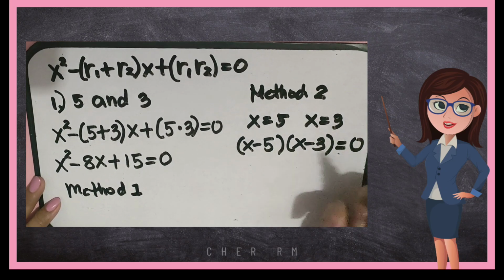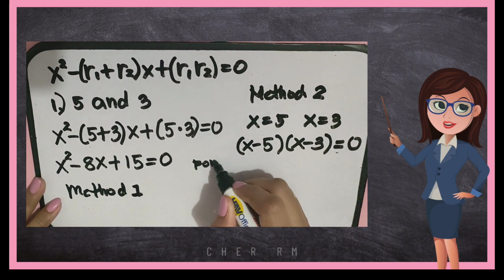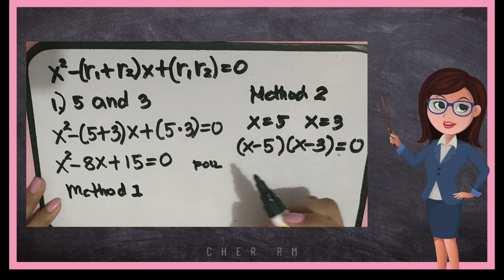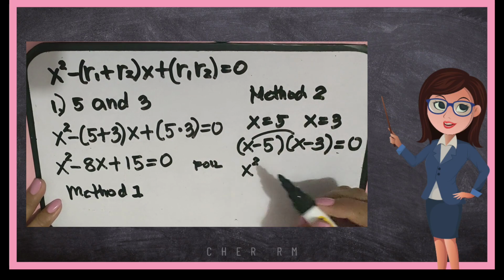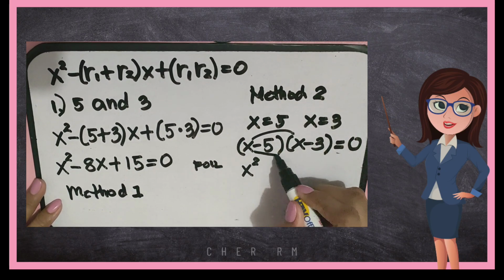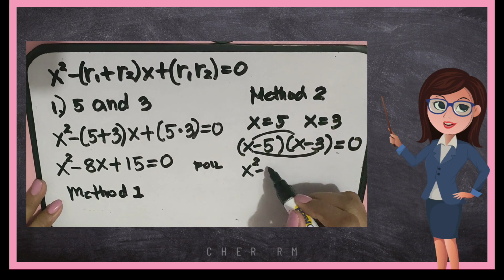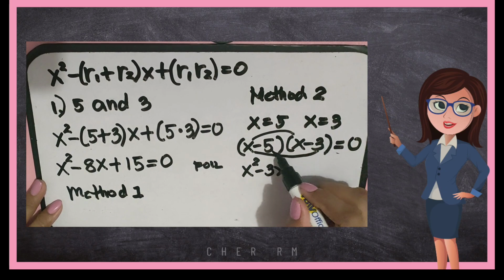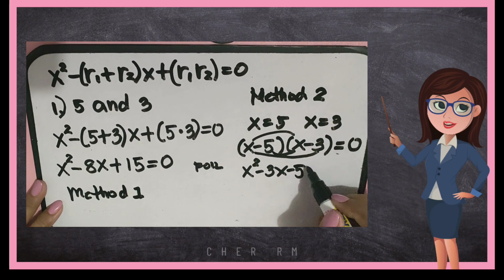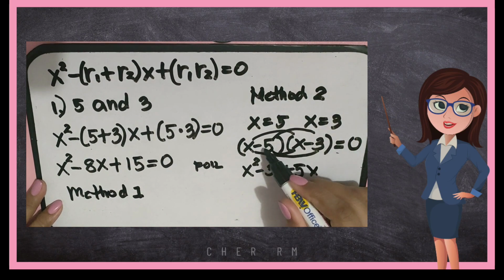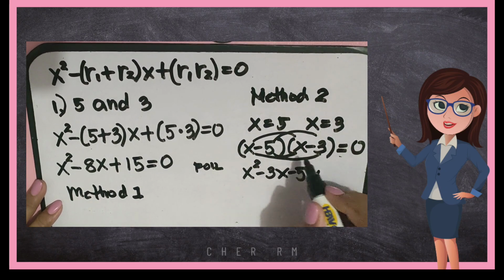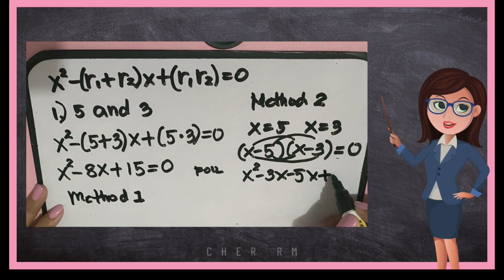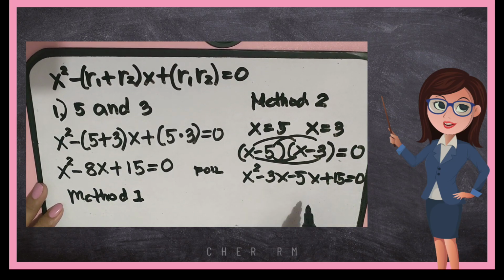Then applying the FOIL method, we have the first, outer, inner, and last. So we will multiply the first term. We have x squared, and then the outer term here, we have negative 3x, and the inner term we have negative 5x. Then the last term, negative 5 times negative 3 is positive 15 because negative and negative, so we have like signs. The answer is always positive. Then equals 0.